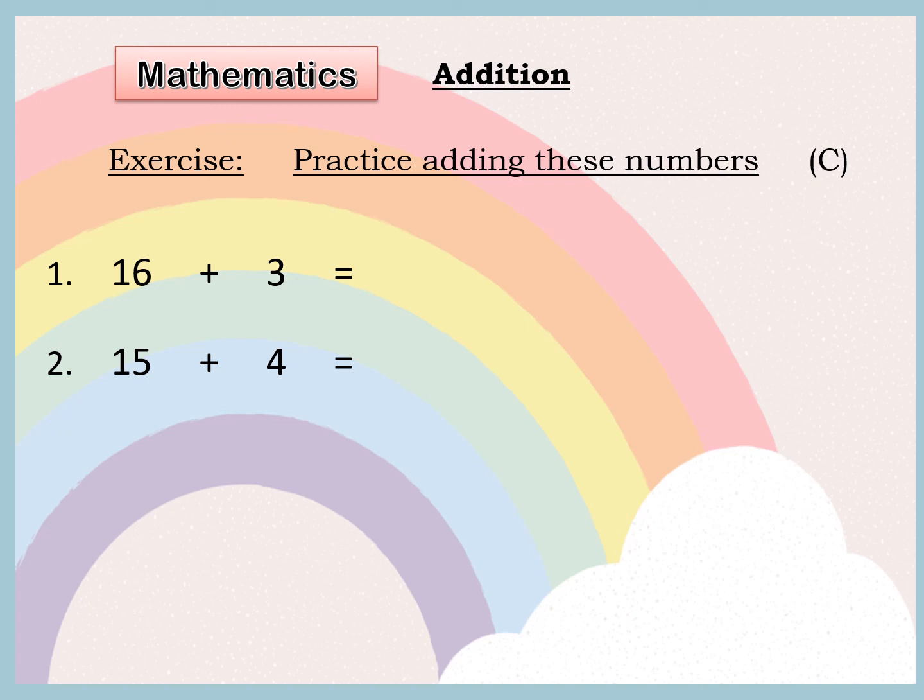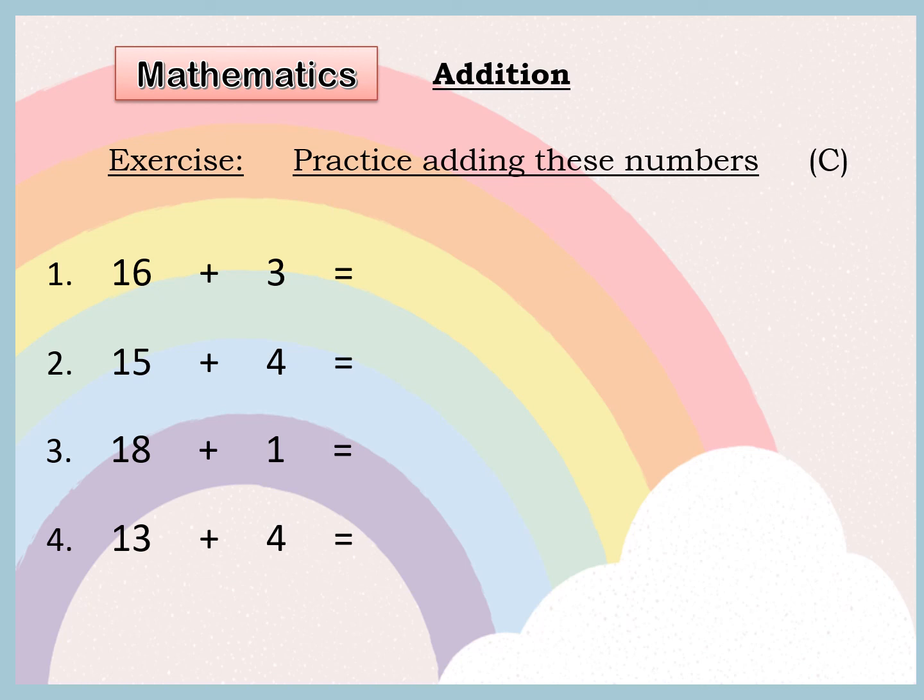put the bigger number in your head. Remember? Mind the bigger number, put it in your head, and then the smaller number, try to count it using your fingers. And number 3 is 18 plus 1. Now this is very easy. Number 4, we have 13 plus 4 equals.